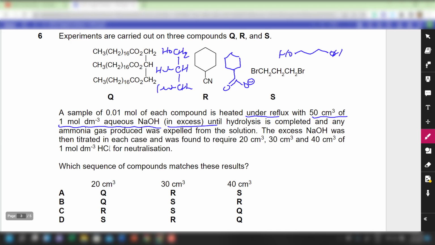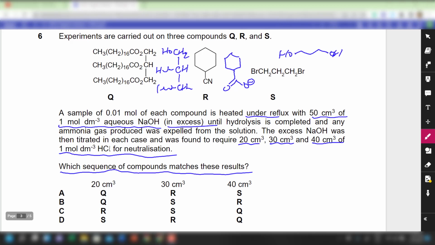And then we were told that the excess sodium hydroxide was then titrated in each case, okay, and found to require 20 cubic centimeters, 30 cubic centimeters, and 40 cubic centimeters of 1 mole per dm cube of hydrochloric acid for complete neutralization. So which sequence of compounds matches these results? Okay, so the first thing we need to look at is we have 50 cubic centimeters of 1 mole per dm cube of sodium hydroxide, and that's equivalent to 0.05 moles of sodium hydroxide.